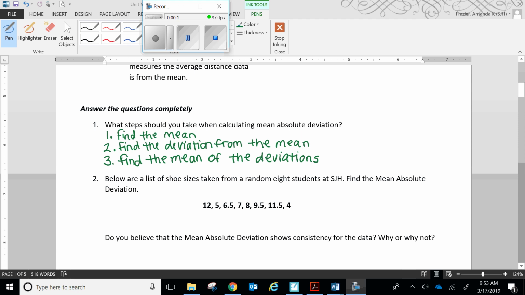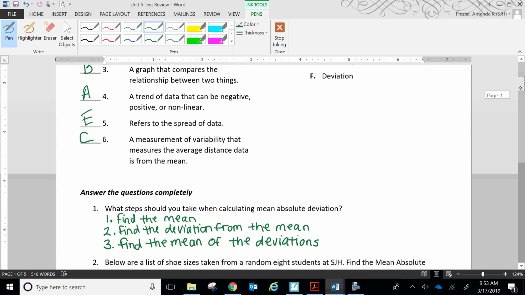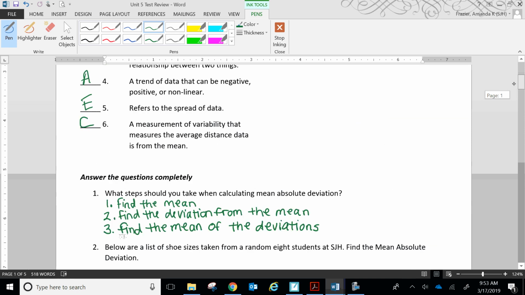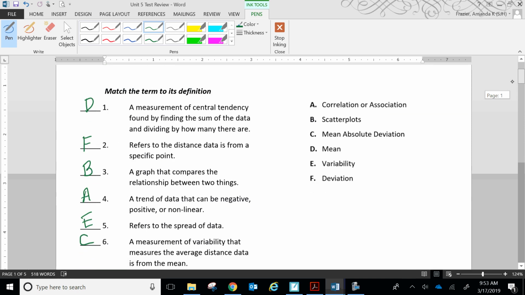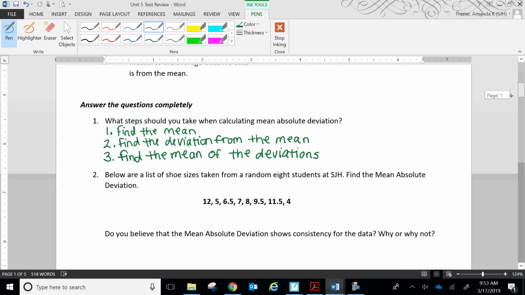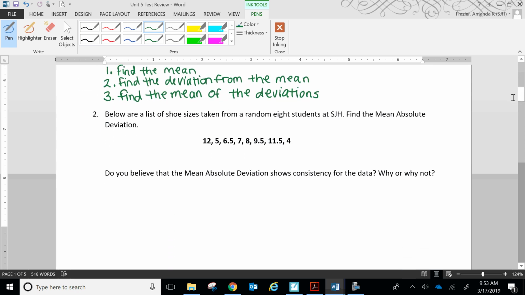So I'm going to start with number 1, although you can go back and check the key. I'm going to start at number 2. You can go back and check the key, and you can look at the term definitions as well as the steps in calculating the mean absolute deviation. So we're going to use number 1 here to help us with number 2.